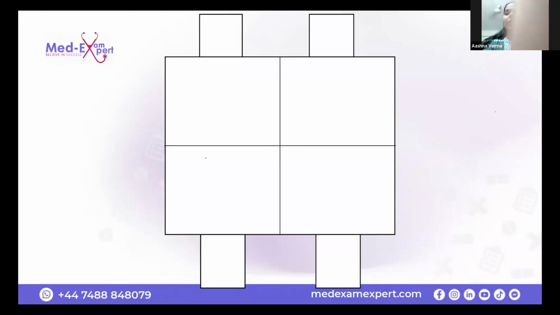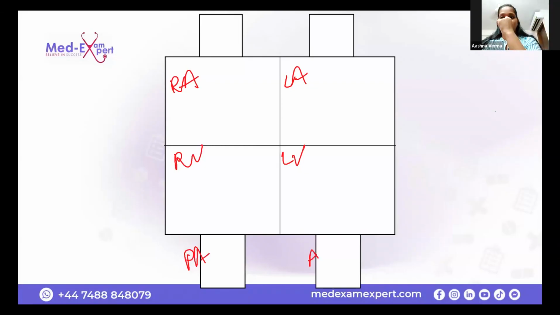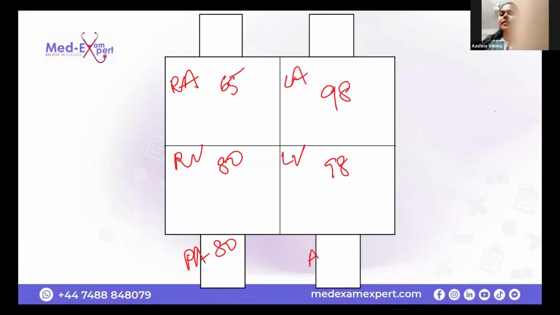So there is a question, and you are given the right atrium, right ventricle, left atrium, left ventricle, pulmonary artery, and aorta. Okay, and now you're given the saturation of right atrium as 65. This is 80. This is again 80. And here you have saturation of 98, 98, 98. Now tell me, how do you approach this question?